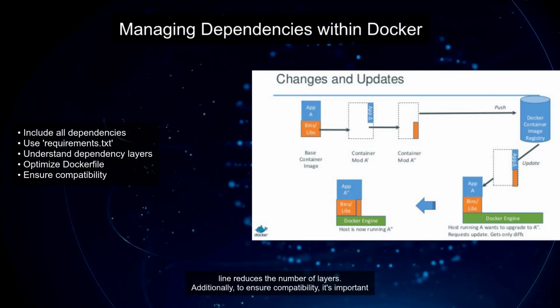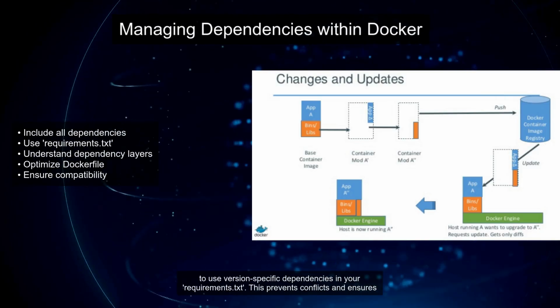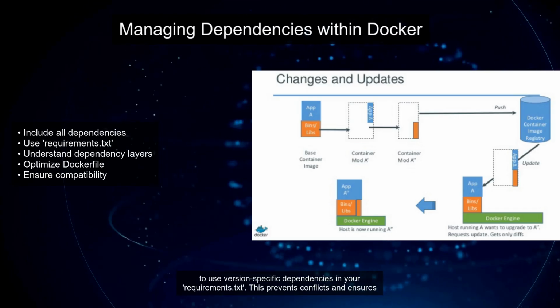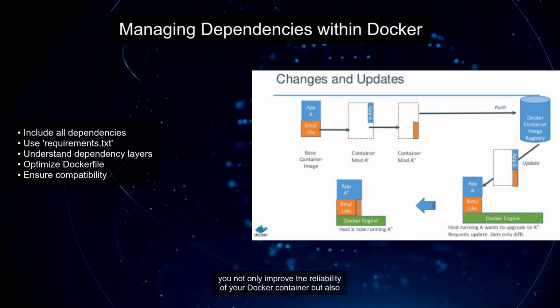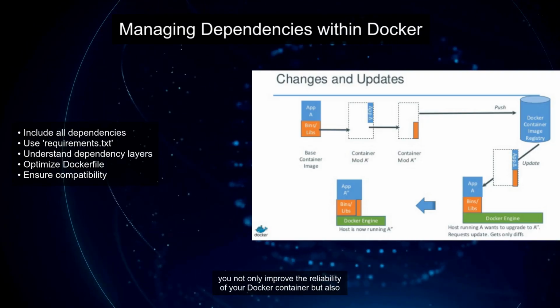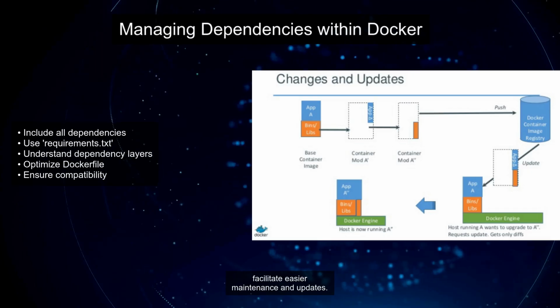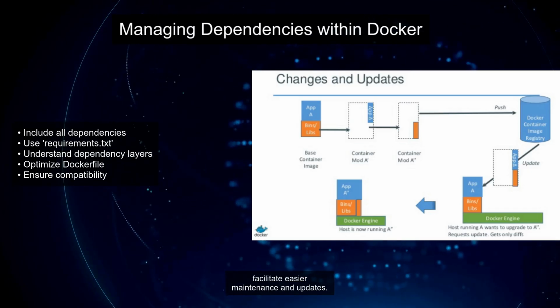Additionally, to ensure compatibility, it's important to use version-specific dependencies in your requirements.txt. This prevents conflicts and ensures that your model runs consistently across different environments. By effectively managing dependencies, you not only improve the reliability of your Docker container but also facilitate easier maintenance and updates.